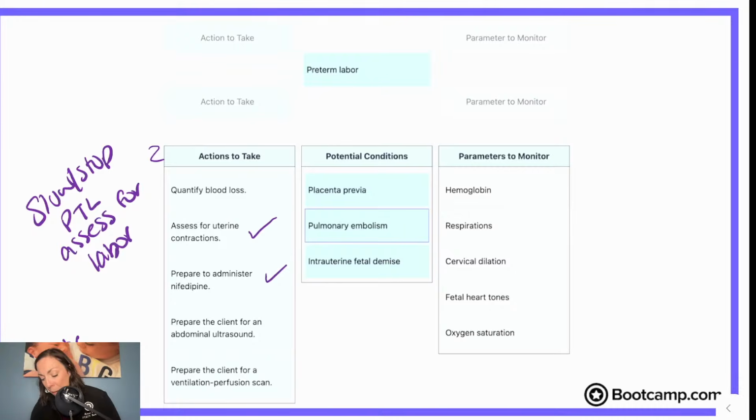All right, our last option, prepare the client for a ventilation perfusion scan. Okay, when do we do this? What does this assess for? Obviously, it says, right, we're assessing for ventilation and perfusion in the lungs, those two parts of oxygenation, where air has to get in, that's ventilation, and then oxygen has to get to those red blood cells, and that's perfusion. And there are different diseases that we do this for.